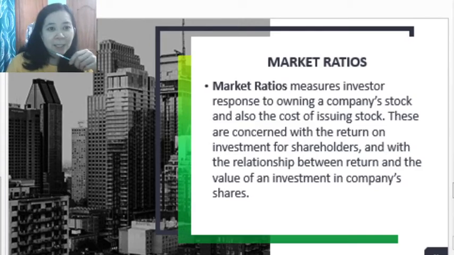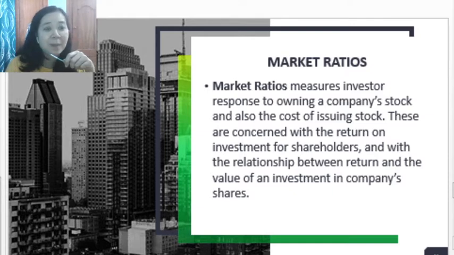Okay, so we are still under Module 6, financial statement analysis. This time we will talk about market ratio and the DuPont system analysis, but we will only be discussing one ratio for each.